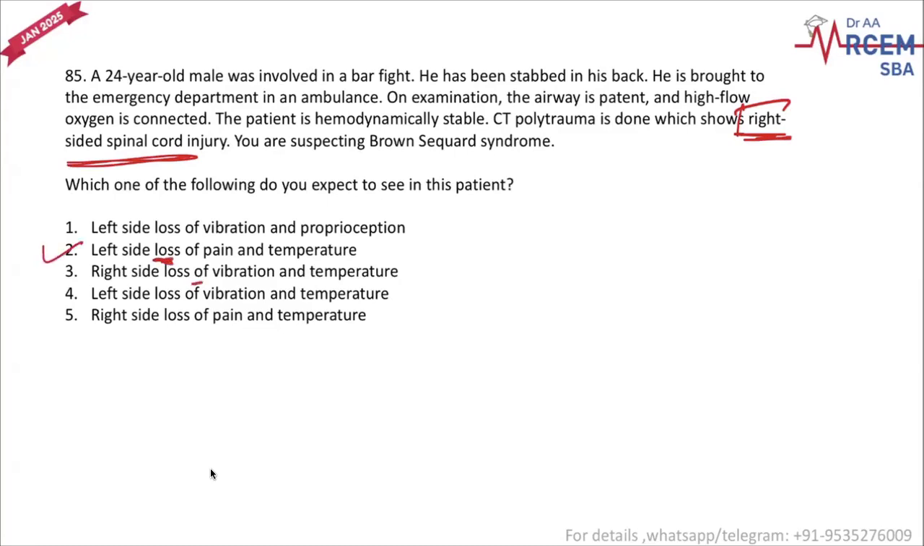On the same side, there will be loss of vibration and proprioception, not temperature. Left side loss of vibration and temperature, no, both cannot be on the same side. The same is true for pain and temperature, they cannot be on both sides, they have to be on opposite sides. So the right answer out of all this is the second one. This is the Brown-Sequard syndrome you need to remember.